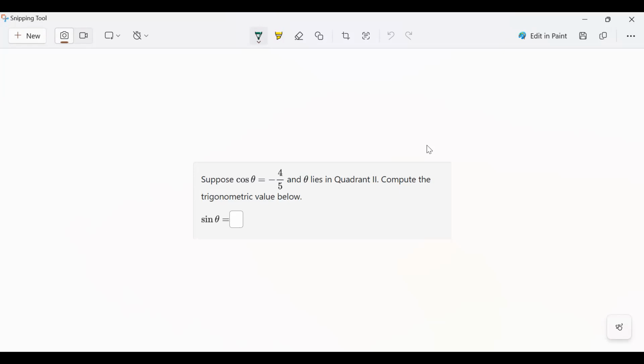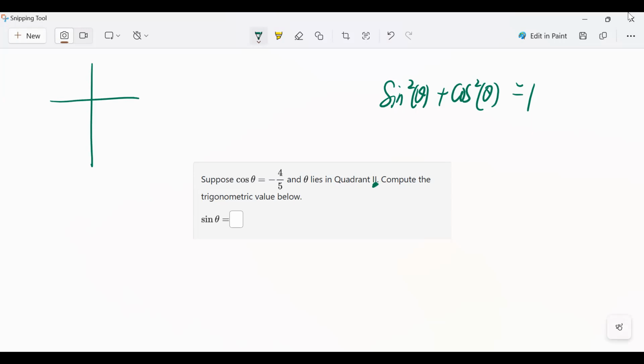All right, let's go over the solution. So you're going to use the Pythagorean identity: sine theta squared plus cosine theta squared is equal to 1. And also it's the second quadrant, right? So we also need to determine the sign. In the second quadrant, sine is positive. So when we get rid of the square root, we want to keep the positive answer here.